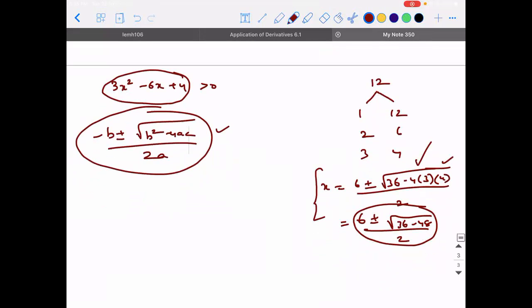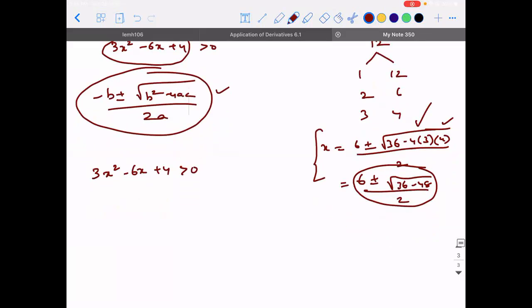Okay. So that's what they have done here. 3x square minus 6x plus 4. We are trying to find the values of x for which f dash of x is greater than 0. Right? But how can you write this f dash of x? So 3 into x minus 2, sorry, x square minus 2 plus 4 greater than 0. No other option, right? You have to go only with that method.